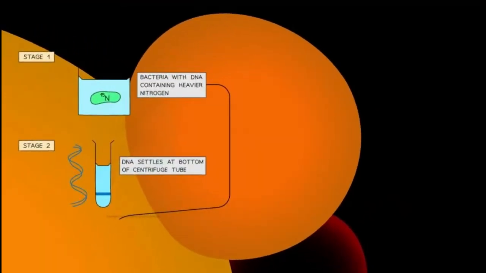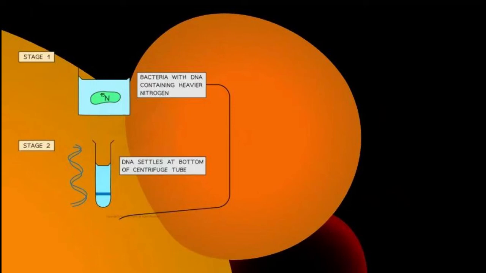So let's talk through what this experiment was. They grew bacteria in broth containing a nitrogen isotope. So you know that the bases in DNA are nitrogenous. So all of this nitrogen would eventually be incorporated into the bacterial DNA. And this nitrogen would be heavier than normal nitrogen. So after some time, all of the bacteria would feature this heavy nitrogen.